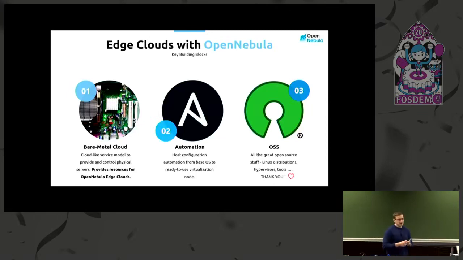The second important part is automation. Everything is automated. On the bare metal cloud, we don't care that much, it's the provider's duty, but on the host level, everything is automated. The hypervisor is installed, and the operating system is configured to run as part of a virtualization cluster. And it's good to say that the only thing we do is take all the great open source tools we have, distributions, hypervisors, and so on, and put them together to build an open source edge cloud.